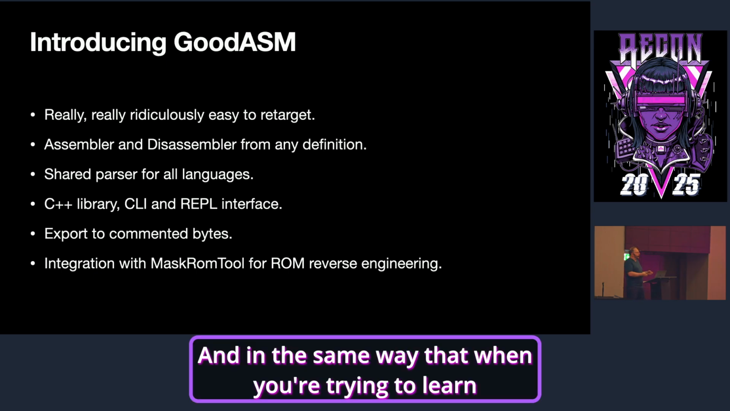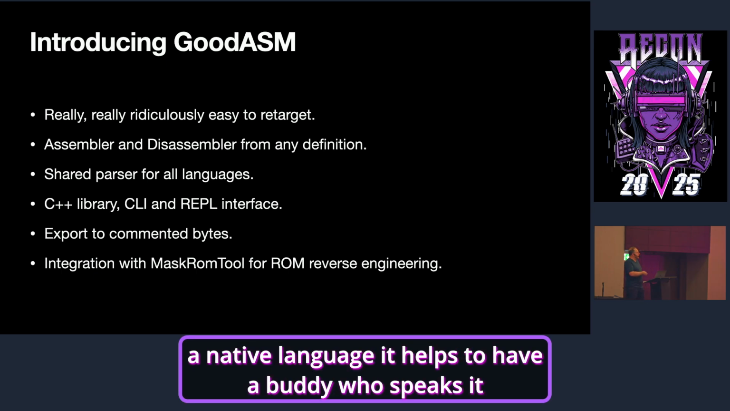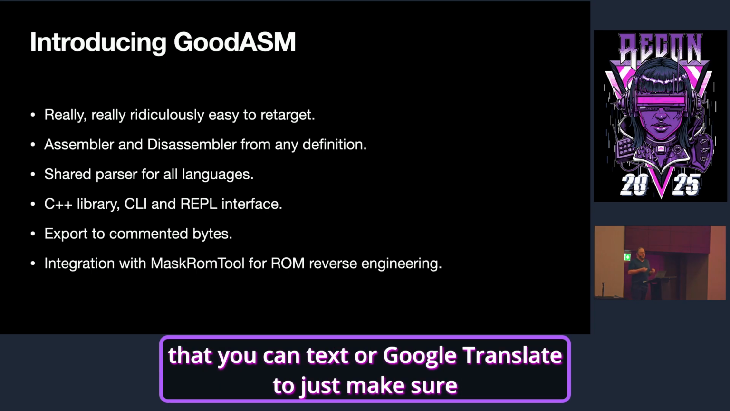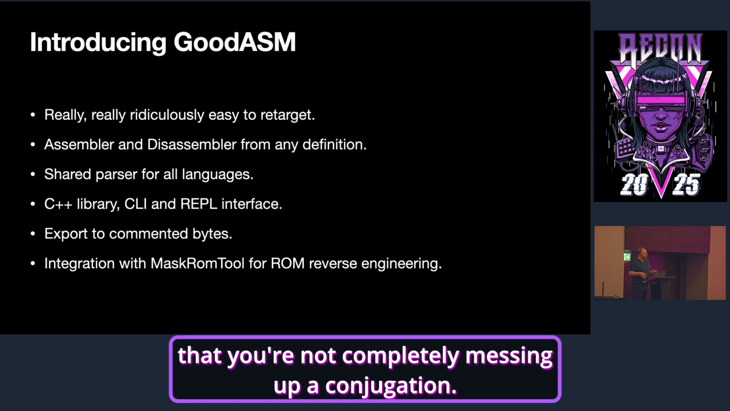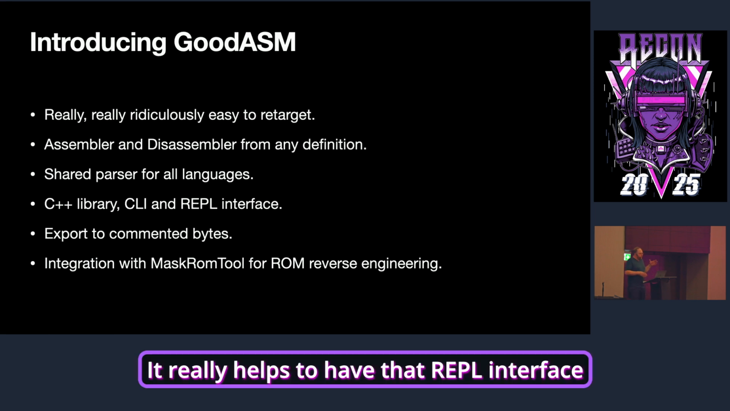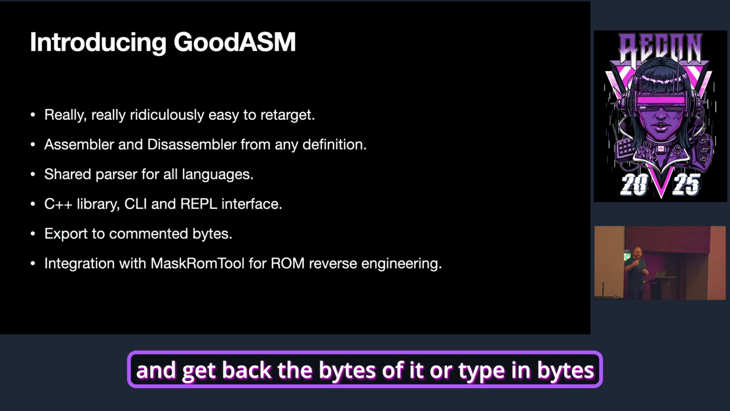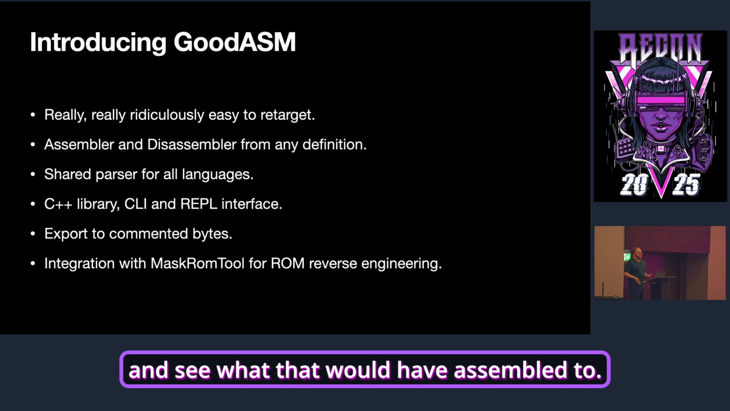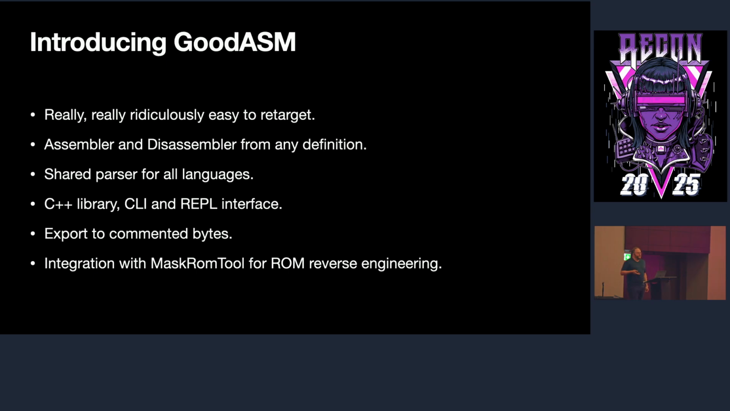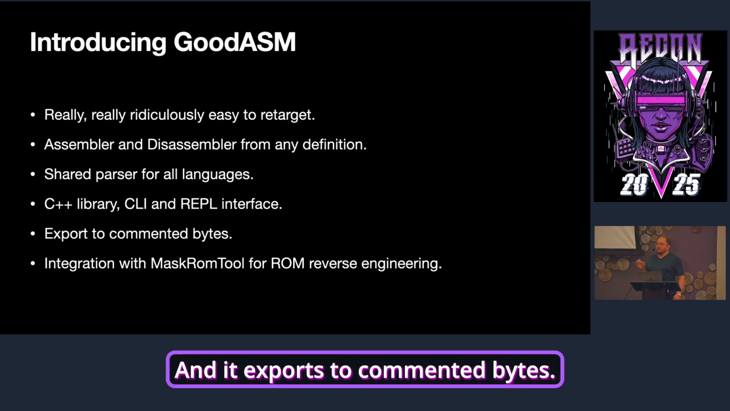And in the same way that when you're trying to learn a native language, it helps to have a buddy who speaks it that you can text, or Google Translate to just make sure that you're not completely messing up a conjugation. It really helps to have that REPL interface so that I can type in an instruction and get back the bytes of it, or type in bytes and see what that would have assembled to. And it exports to commented bytes.